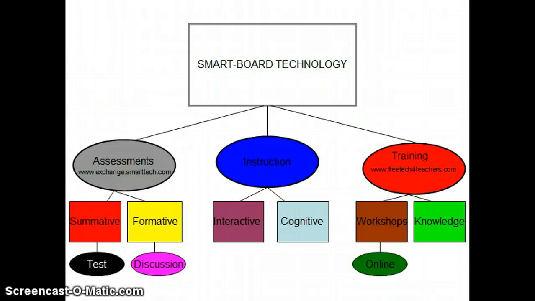Lastly, if you look at training and then under workshops, you'll find the subheading online. These are just alternative ways of where you can obtain some more training. And I chose the hunter green color for online because it reminds me of my online education that I am obtaining at UAM.